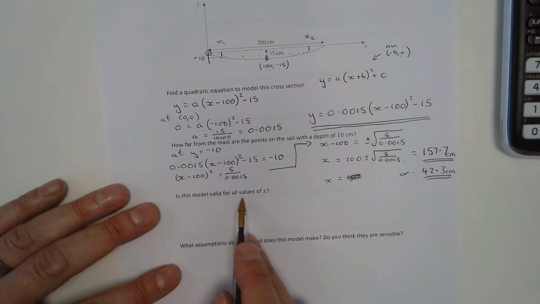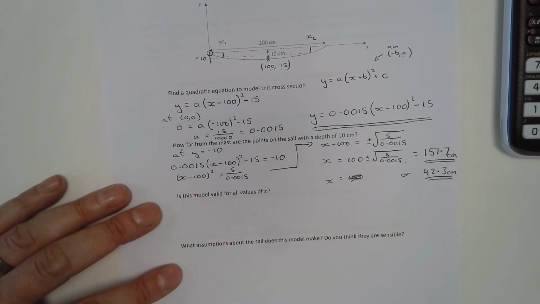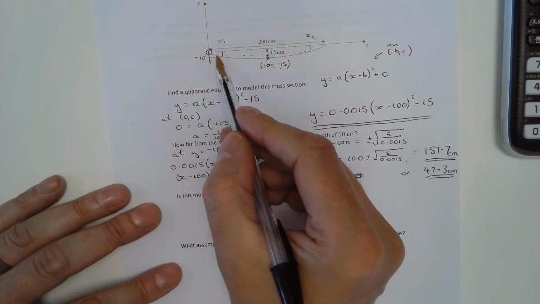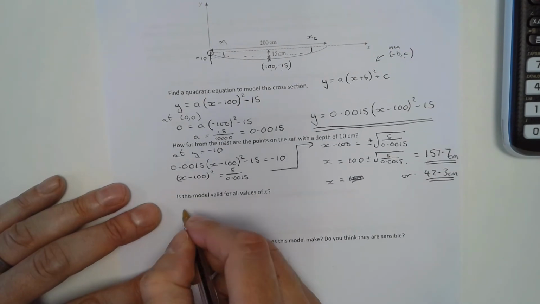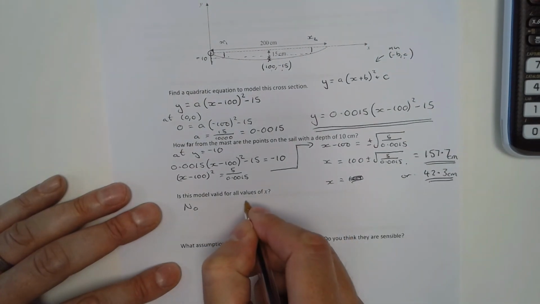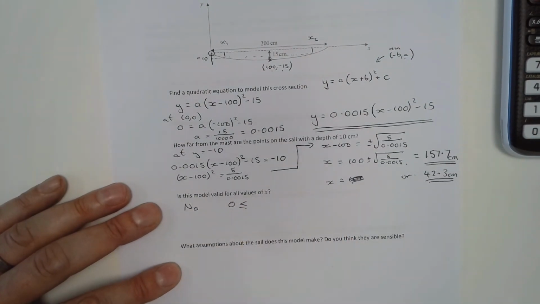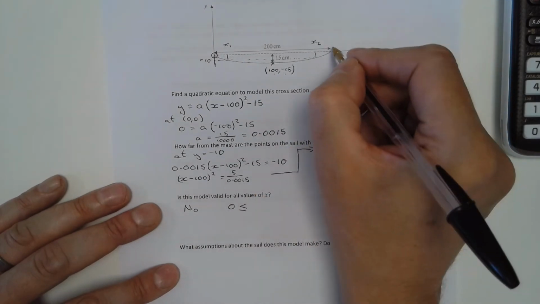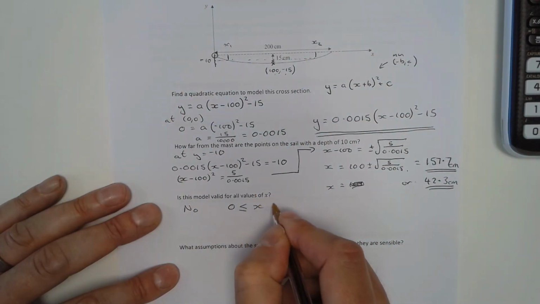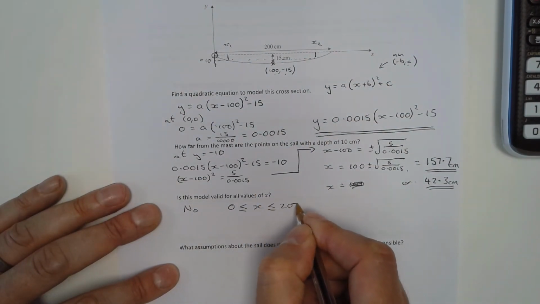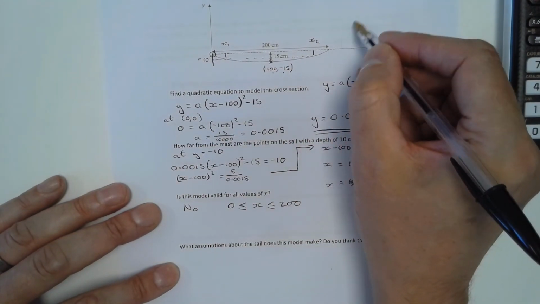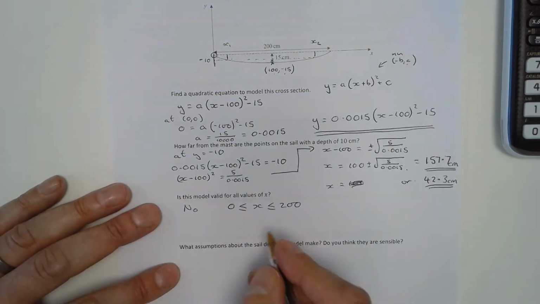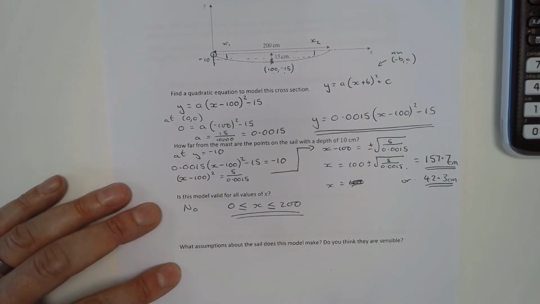Is this model valid for all values of x? We're only talking about this part of the curve here, so we say no, so x can't be negative, can it? So it must be between 0 and 200, because it just wouldn't make sense if we went beyond 200. It would come up here, wouldn't it? So that's our answer to that one.